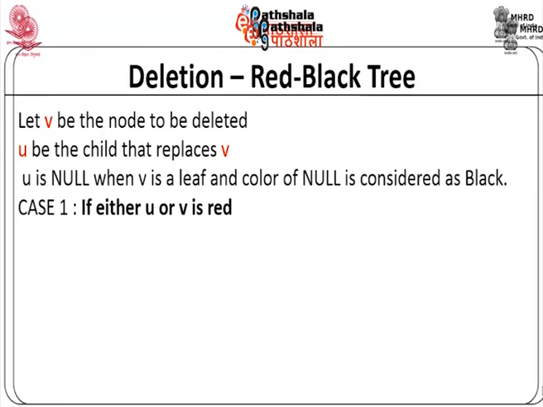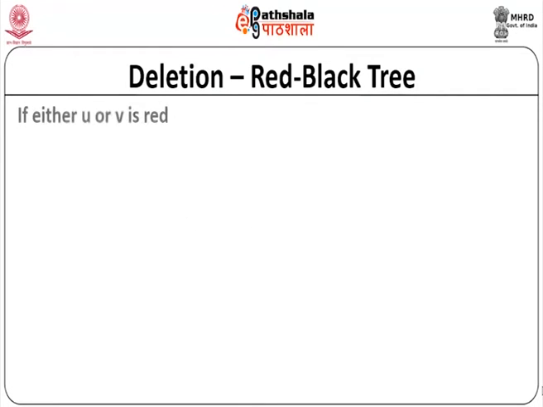Case 1: if either U or V is red. Remember, V is the node to be deleted, U is the child that replaces V. If either U or V is red, that is considered the first case. If both U and V are black, that is considered the second case. So, we will see each of these cases.